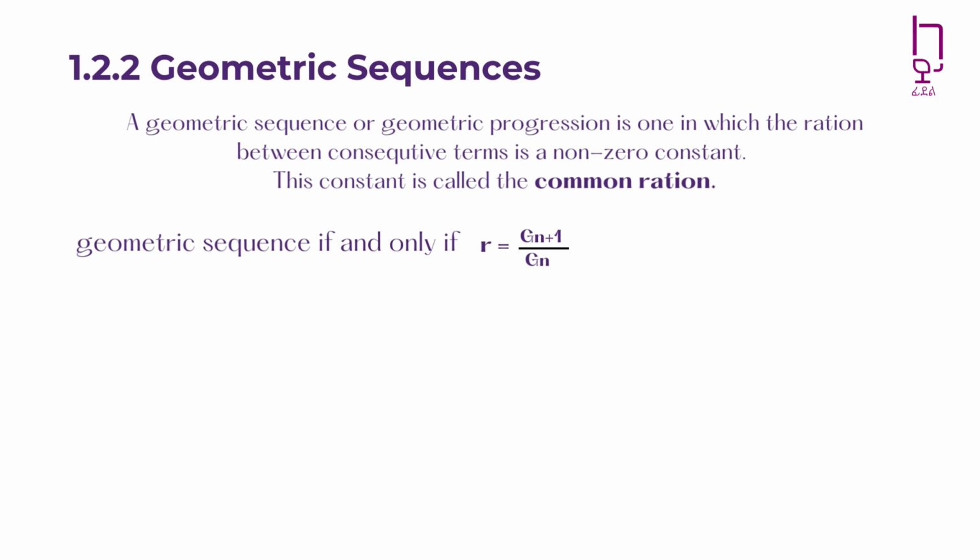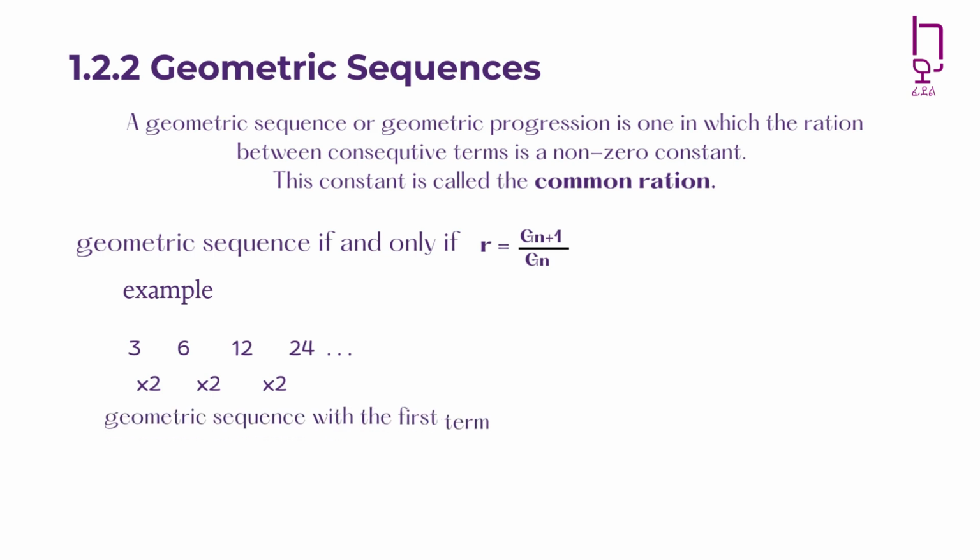R is defined by Gn plus 1 over Gn. To get R, if we divide the next term by the term before it, we get the common ratio. For example, you have 3, 6, 12 and 24. There's a common ratio which is 2, right? Because 6 divided by 3 is 2, 12 divided by 6 is 2, 24 divided by 12 is 2. So the common ratio is 2, so this becomes a geometric sequence.